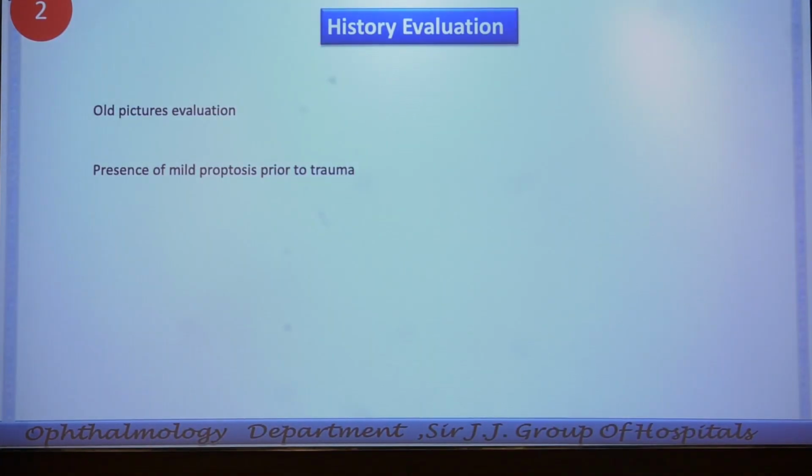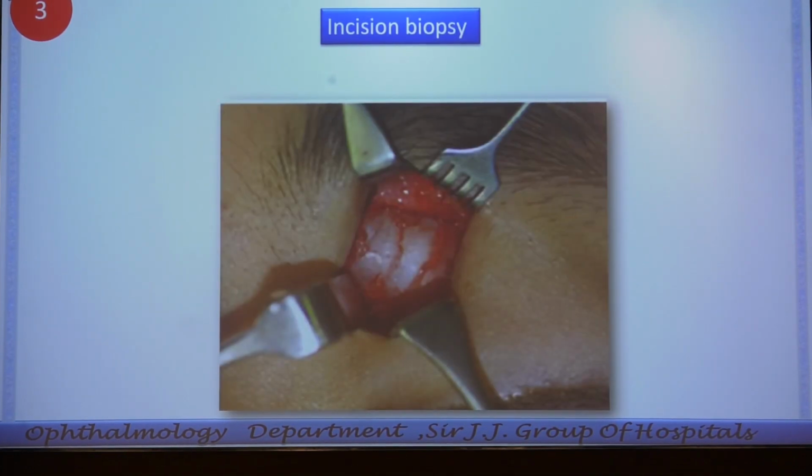MRI again, not much of a difference except if the injury is fresh. So very important is to do the history evaluation, like see the old pictures of the patient. And in the first case, if the blood which was drained out had been sent to pathology, some diagnosis could have been made in the first sitting.